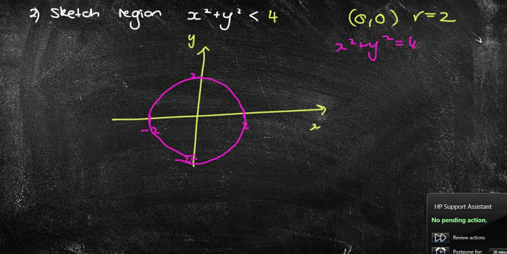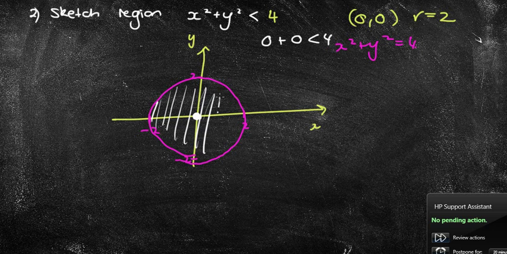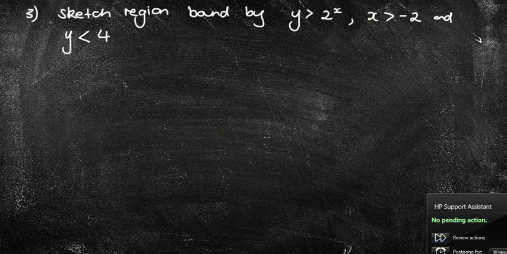So now I need to figure out when I need to shade it. Again, you've got the origin 0, 0 that's clearly on one side of that line. So I'm going to test that. So 0 squared plus 0 squared is less than 4. And that is true. 0 is less than 4. Therefore, I'm shading all inside here. That's it.